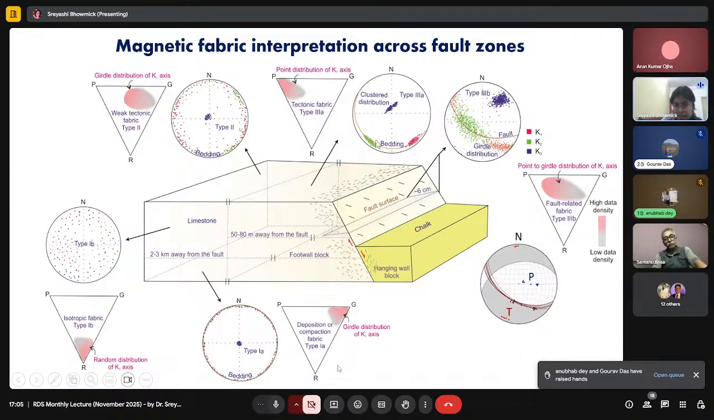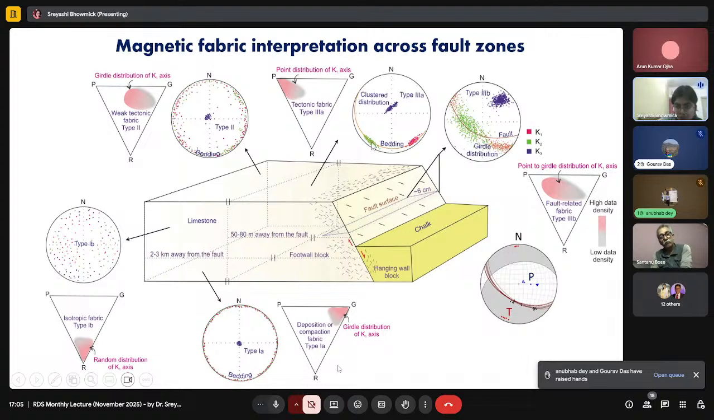No, this is not a girdle. This is a point distribution. The girdle is this one. But still, K2 and K1 are following a girdle, right? They are within a girdle, but they have two clusters. This is kind of an open cluster, but we can't call this a girdle. This is an open cluster.